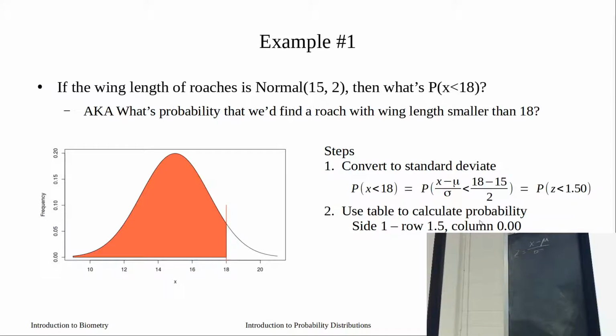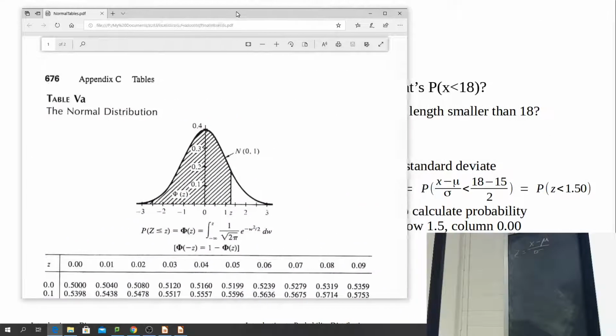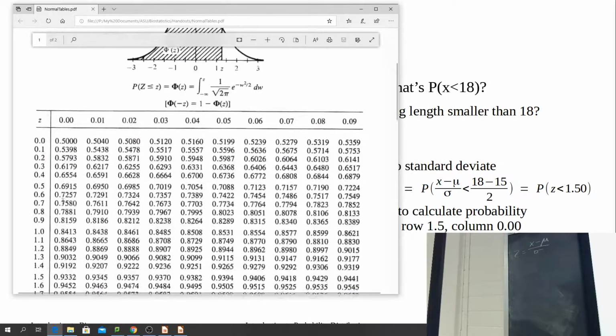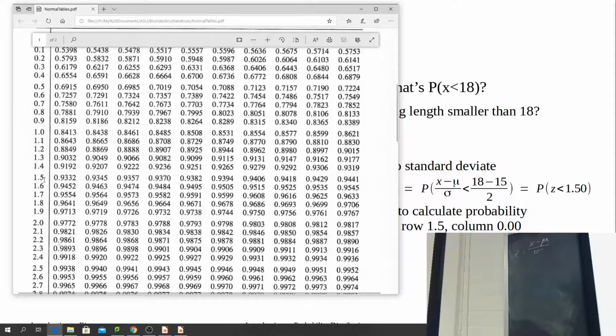So now, once we have our z, we go to our table. And we said it was 1.5. So I scroll down to 1.5. It is 1.50, so it's that, 0.9332. Now, does that kind of make sense?